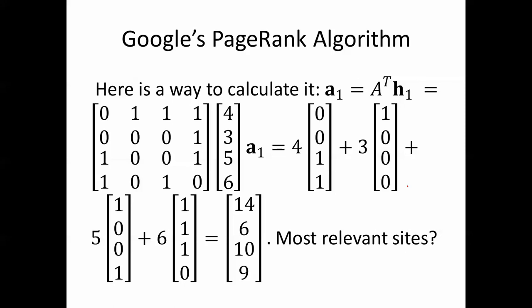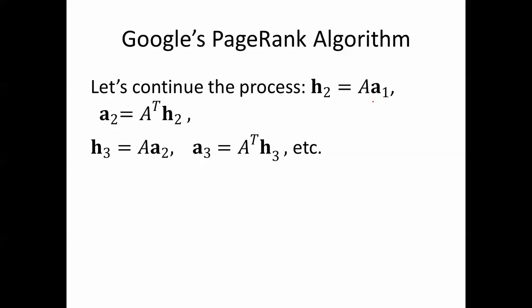Okay, here's a way we can calculate this. A1 is A transpose times H1. So we end up with this. And in this case, as we've seen, the most relevant sites are 1, 3, 4, and 2. So again, this can be the formula for calculating A1 from H1. So let's continue the process. H2 is A times A1. A2 is going to be A transpose times H2, etc. H3 is A times A2, and so on.